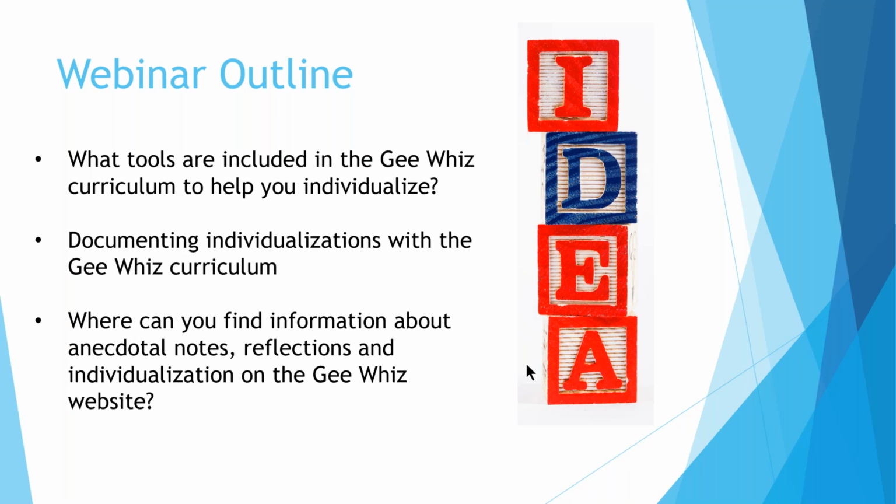And we're also going to go through where you can find information about anecdotal notes, reflections, and individualization on the Gee Whiz website. In fact, I'm going to be using our user's guide, the section on individualization, as I go through this short webinar with you. This is a component that is always available to everyone on our website. I'll show you where to get to it, but that's going to be the tool I will use to work through some of this information. So hopefully you will find this helpful.